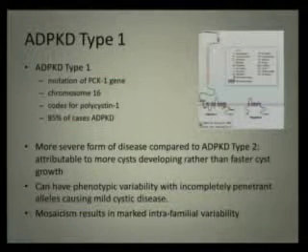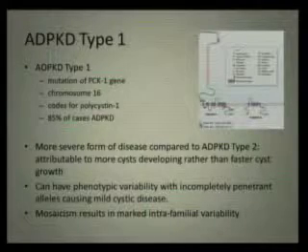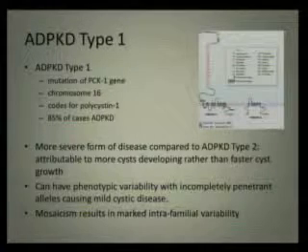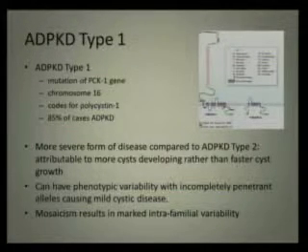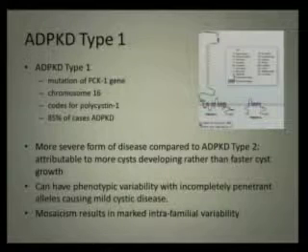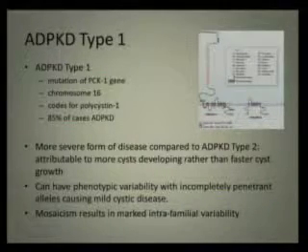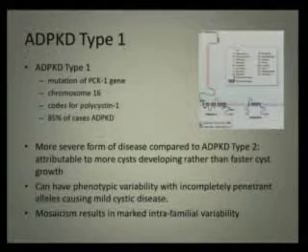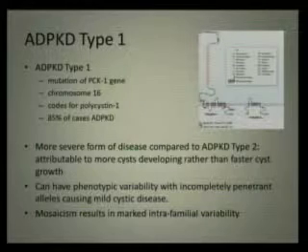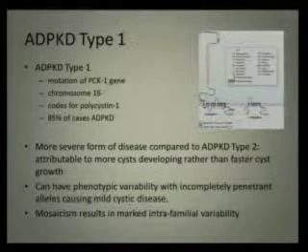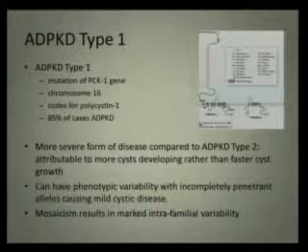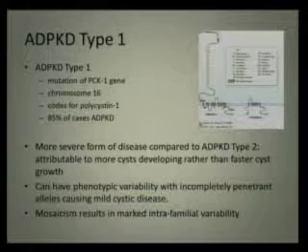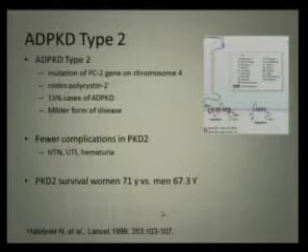Type 1 involves a mutation of the polycystin 1 gene, which is on chromosome 16. And it codes for polycystin 1, and that accounts for 85% of cases of ADPKD. It's the more severe form of the disease compared to type 2, and that is because more cysts develop in the kidney in type 1 than in type 2. And you can have phenotypic variability with incomplete penetrance or mosaicism, so that family members with the same mutation may present with very different degrees of the disease.